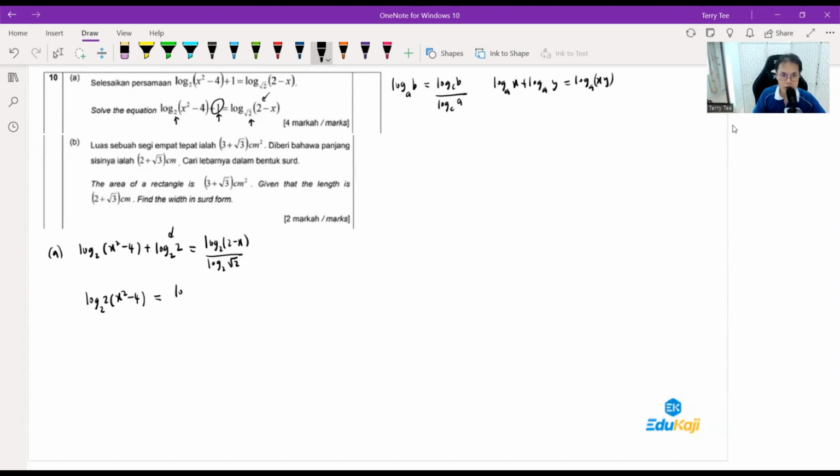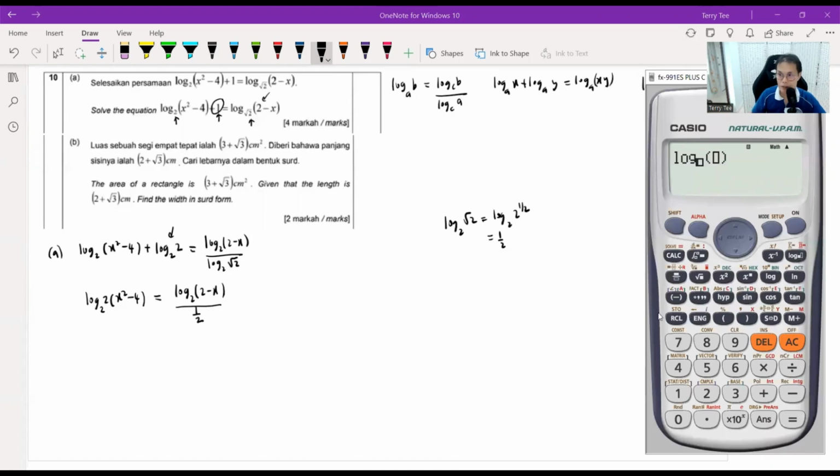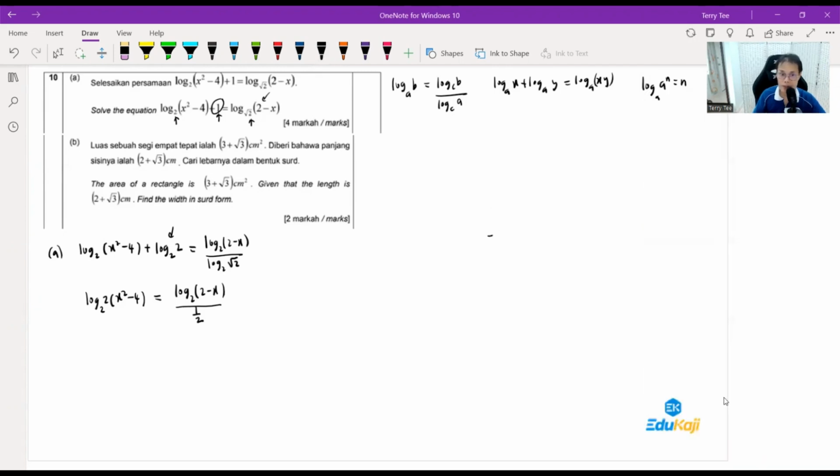Whereas this one is going to give us log base 2, 2 minus x. Log base 2 of square root 2 is just half. I hope you know this as well. If I say log a to the power n, it is just n. So if you have log base 2 of square root 2, meaning 2 to the power half, your answer is just half. Well, if you're not sure, you can use a calculator. Actually, this calculator can do this because you have this button here, log base 2 of square root 2. There you go. The answer is just half. So we can just write this as half.